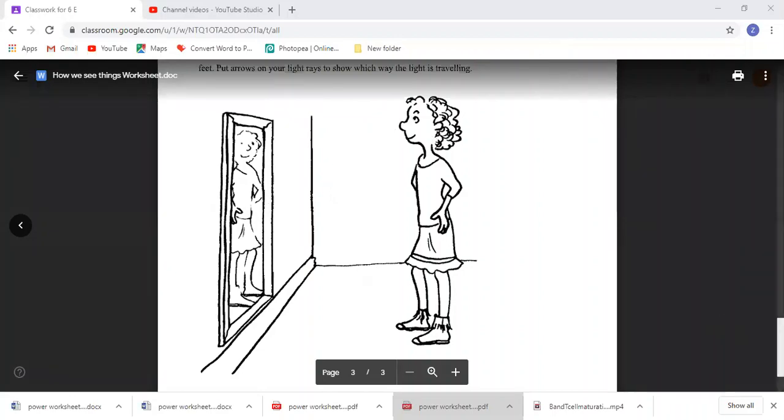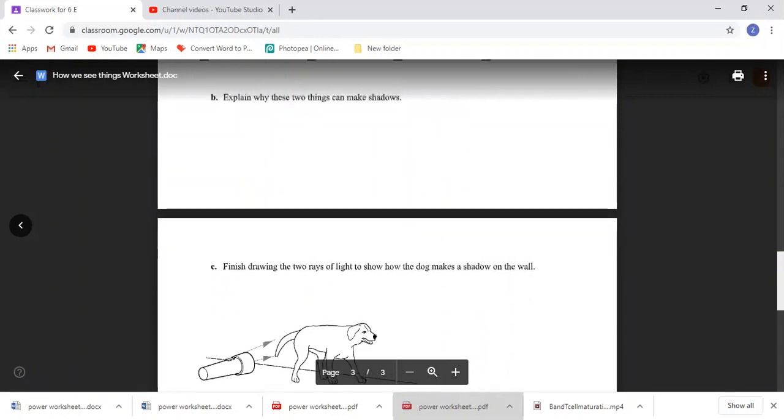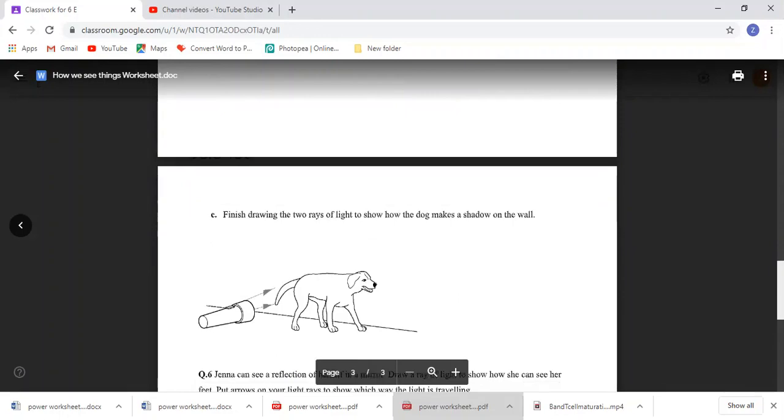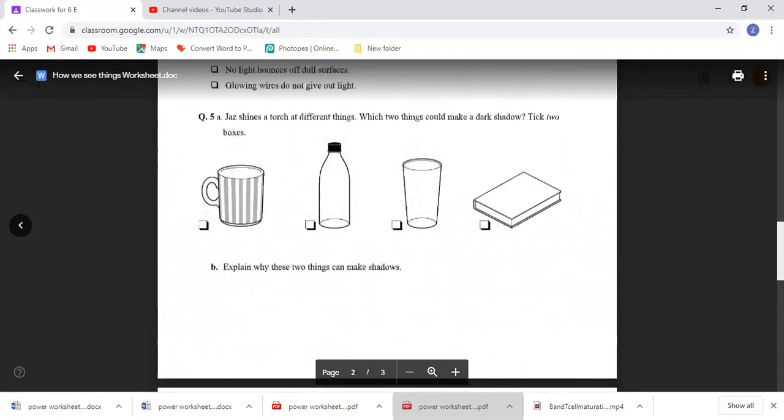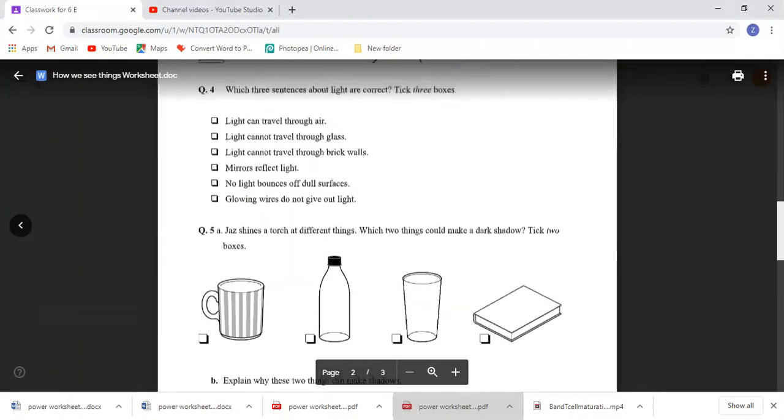So over here they tested your concept: how does reflection take place for non-luminous objects? Over here, they basically tested your concept of the formation of shadow. Shadow forms when light travels in a straight line, and then it is hindered or blocked by some opaque object. Then over here, they wanted you to know which objects form the dark shadows, and the objects which block the maximum amount of light obviously can produce dark shadows. So opaque objects are the ones.